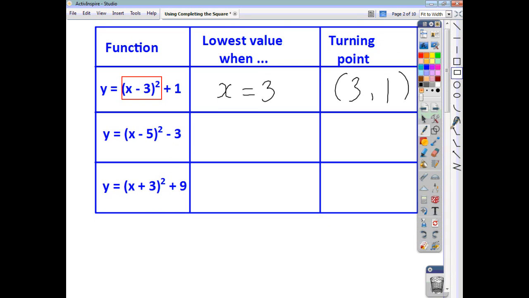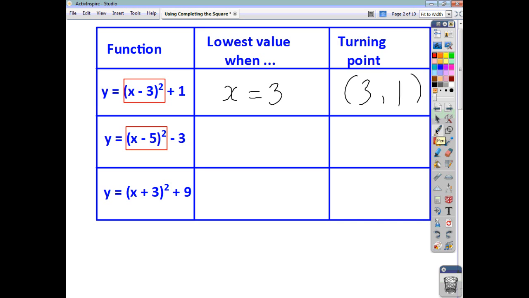Again, this function will take its lowest value when what's in the red box is 0. What value of x gives you a red box value of 0? And you've guessed it, it is when x is 5, because 5 minus 5 would give you 0. 0 squared is 0. So this function doesn't get any lower than -3, because what's in the red box can't get any smaller than 0. So this function takes a minimum value of -3, and that occurs when x is 5. So the turning point is (5, -3).